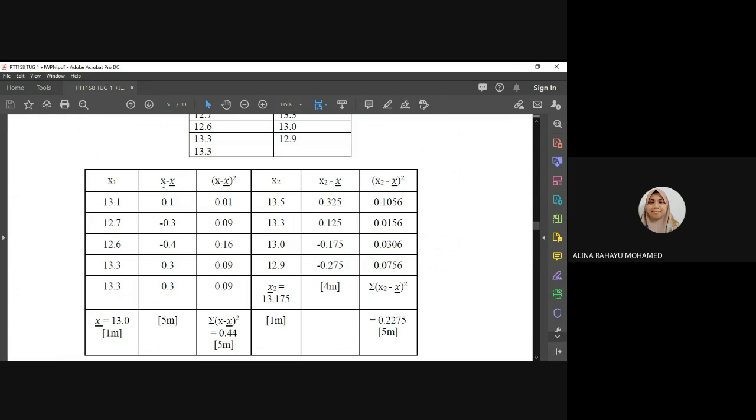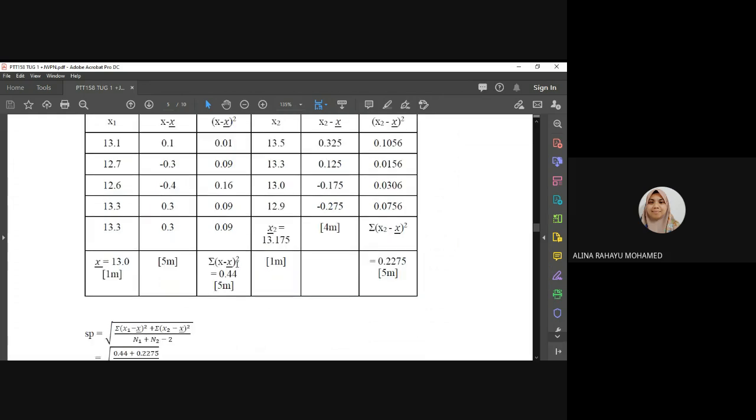The second column is x minus x bar. In this case, we calculate 13.1 minus 13, so we get 0.1, and do the same for the rest of the numbers. Next is to square x minus x bar, and get the summation of x minus x bar squared. We need this value.